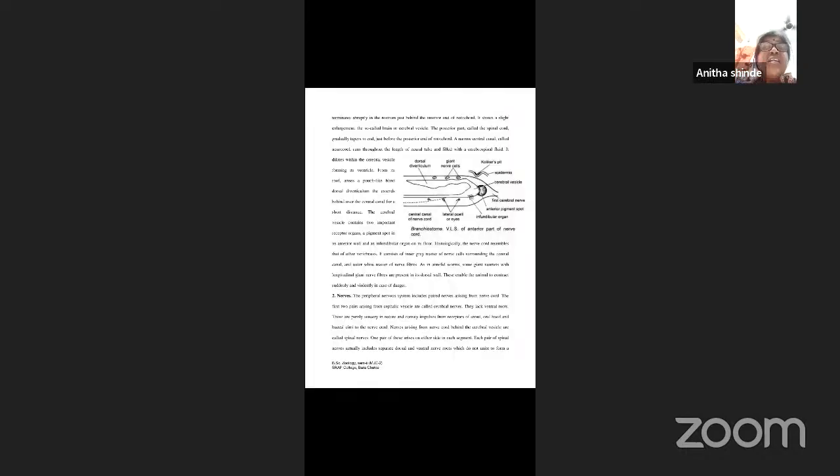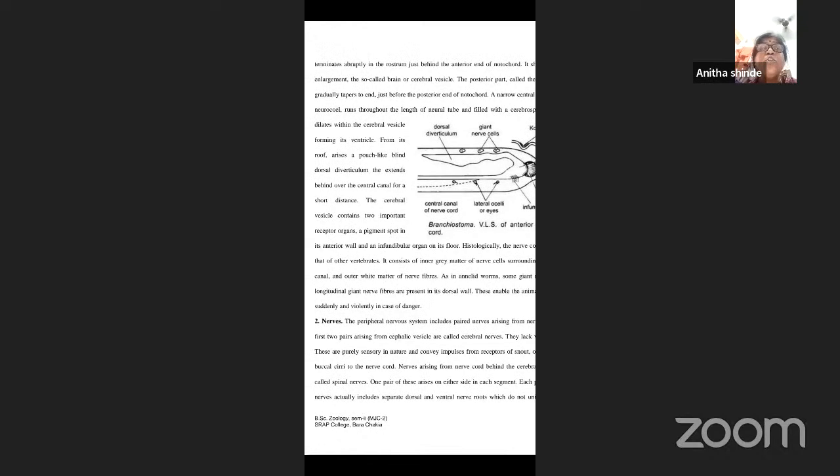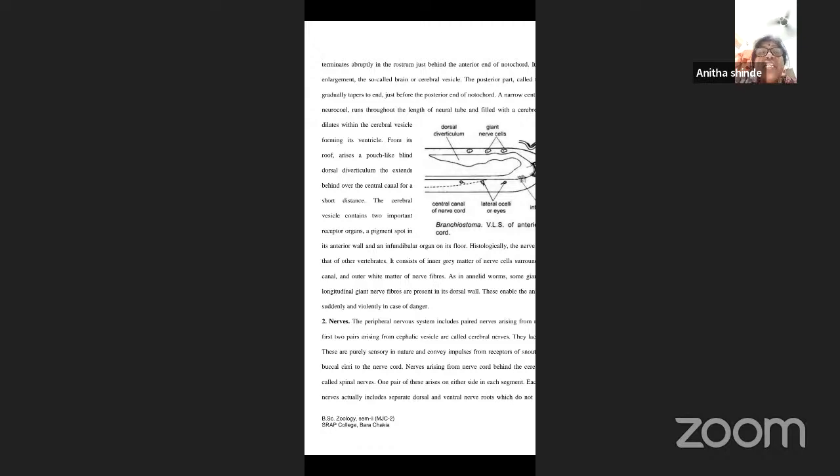It has no ganglia. It terminates in the rostrum just behind the anterior end of the notochord. It shows a little enlargement, the so-called brain or the cerebral vesicle. Then the posterior part is called the spinal cord. This spinal cord will gradually taper to the end just before the posterior end of the notochord.